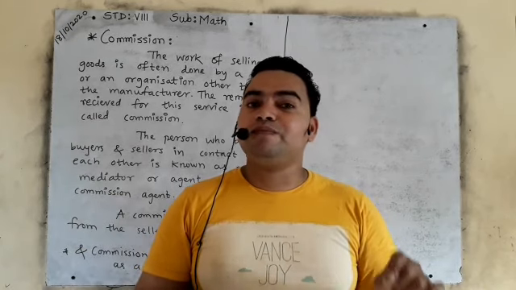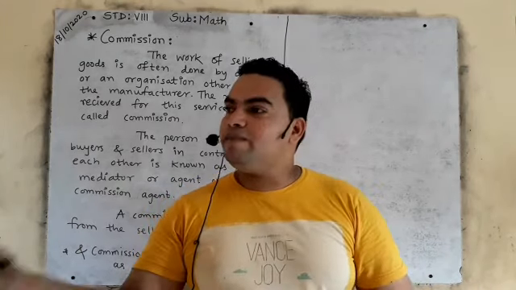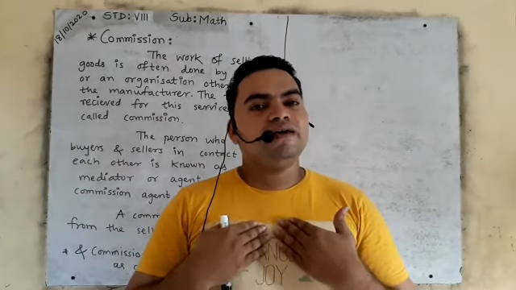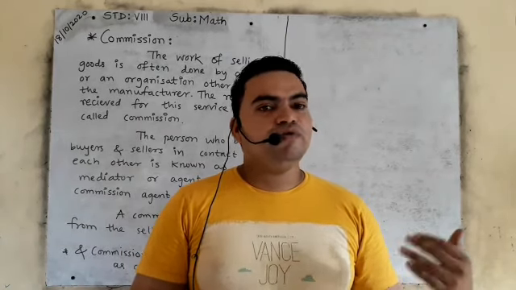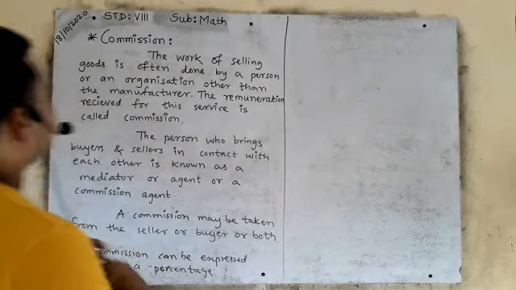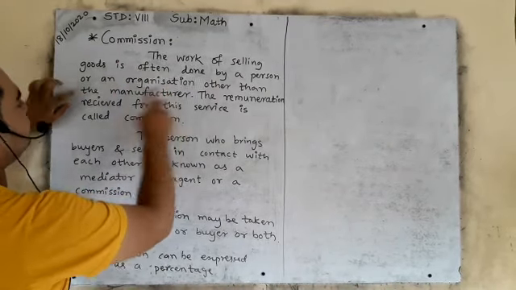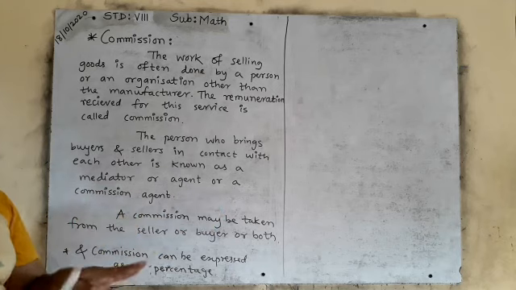So the commission will be expressed in terms of percentage. Suppose I will be taking 10% from the seller or 5% from the buyer. The remuneration which I receive from seller and buyer will be the commission. So please understand, the work of selling goods is often done by a person or an organization other than the manufacturer. The remuneration received from this service is called commission, right? The person who brings buyers and sellers in contact with each other is known as a mediator, agent or commission agent. So agent or commission agent is very familiar to you.